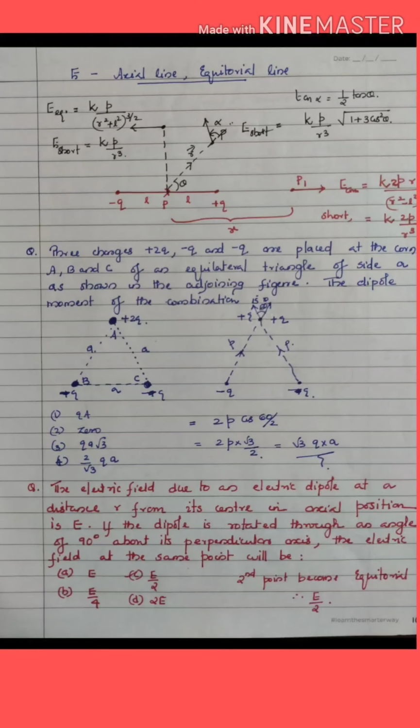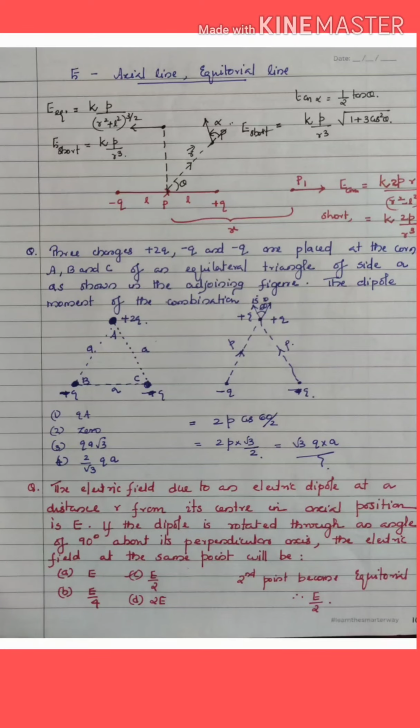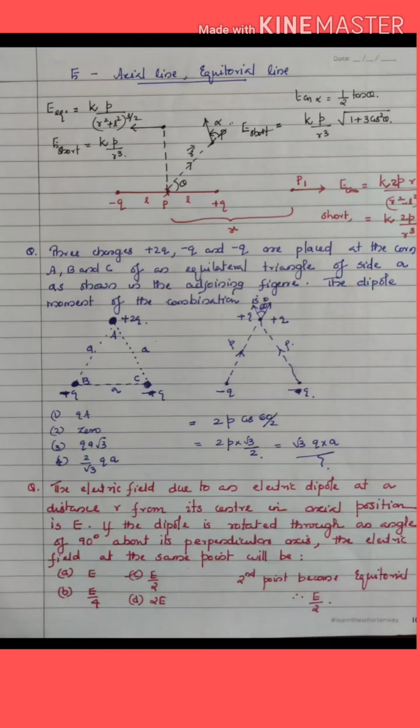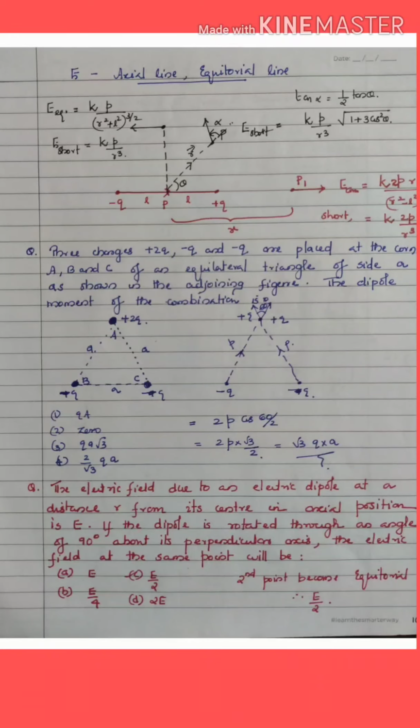Both make an angle of 60 degrees between them, and hence the resultant we can easily find as root of p1 square plus p2 square plus 2 p1 p2 cos theta. But in short, we can use 2p cos theta by 2. You get the answer. Look at another concept.